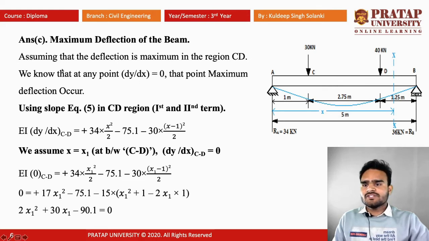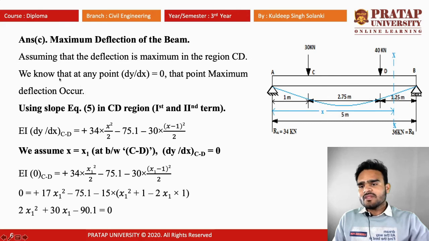So first we assume that the deflection is maximum in the region CD. By this deflection curve, we can see the maximum deflection is available in the C to D region. So we are assuming that our maximum deflection is available in the C to D region.